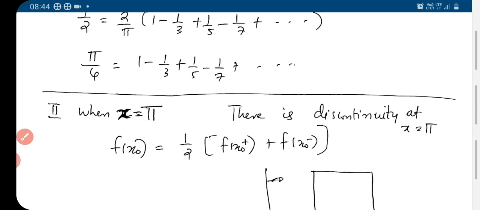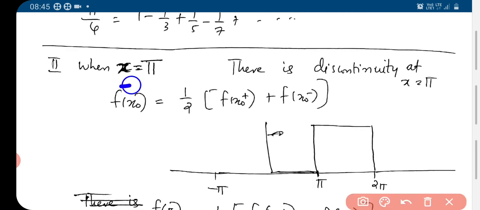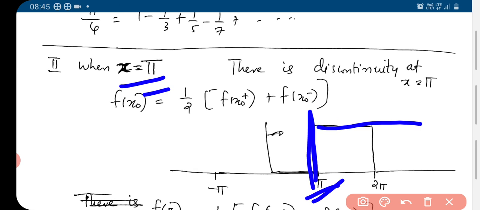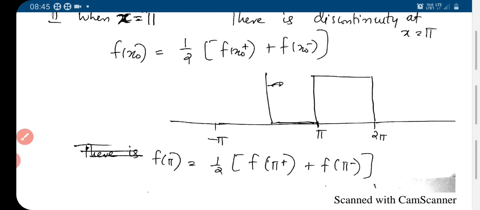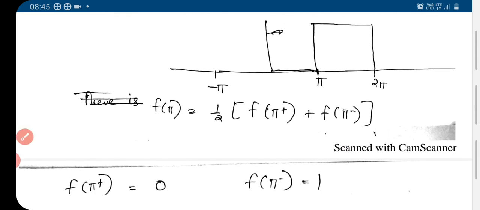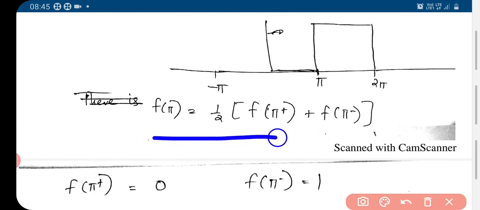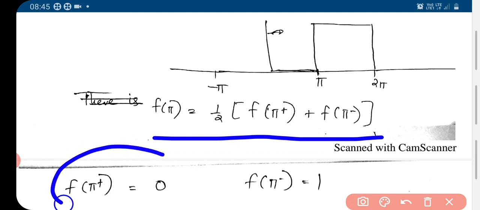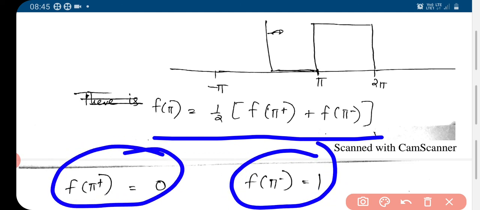Now at x equal to pi, the function is discontinuous. See, here the function is discontinuous. Why? If you are approaching from the right, the value is 0, but if you are approaching from the left, its value is 1. We have f of pi as equal to half of f of pi plus plus f of pi minus. f of pi plus is 0, f of pi minus is 1.